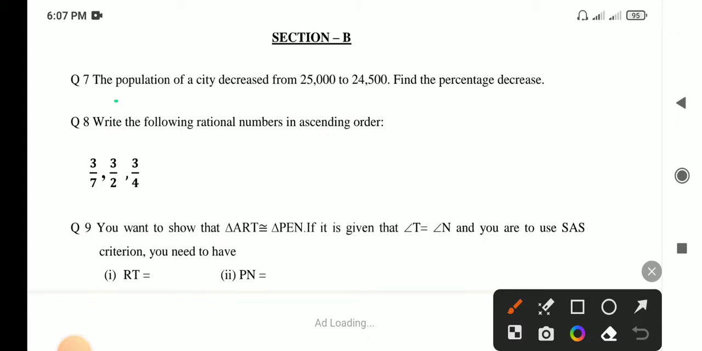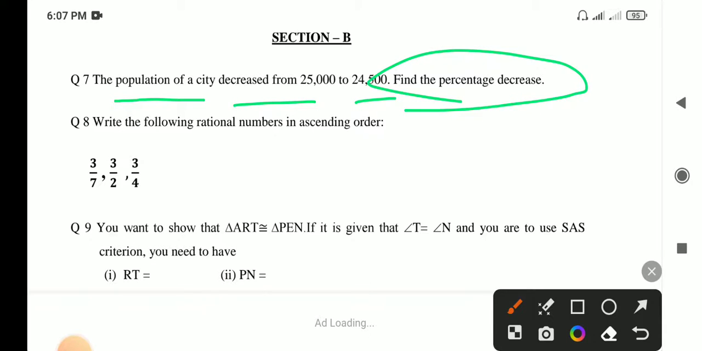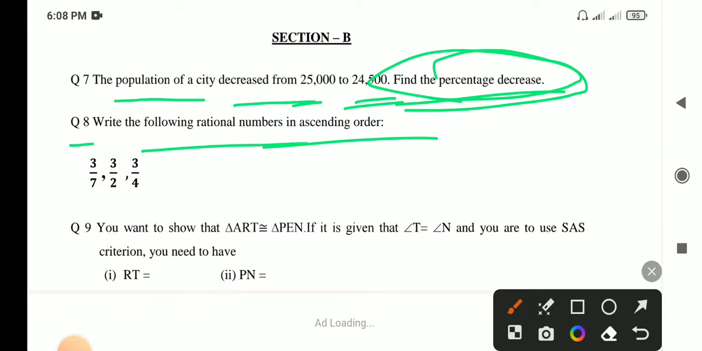Question number 7, the population of a city decreased from 25,000 to 24,500. Find the percentage decrease. Yes, initial population and the final population is given, and we have to find the percentage decrease. Question number 8, write the following rational numbers in ascending order. Yes, a set of rational numbers is given here, and you have to find these rational numbers in ascending order.